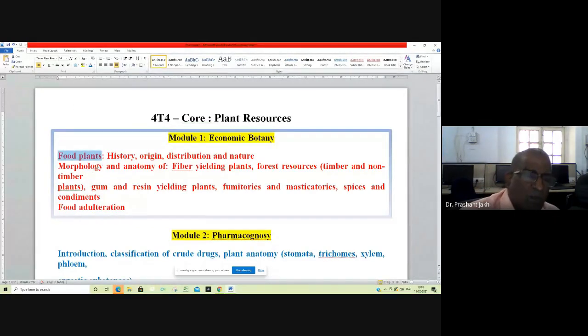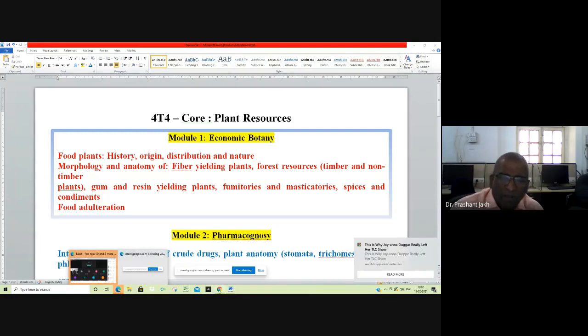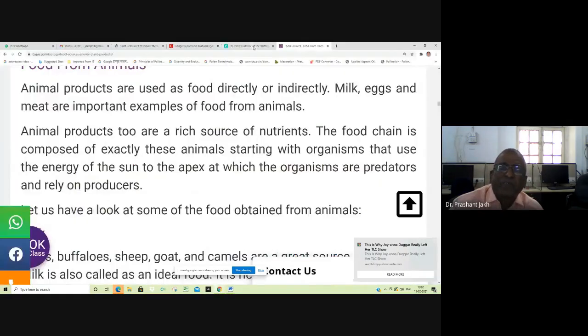So here we are going to study the history as well as origin, distribution and nature of different food plants. At this stage, no specific food plant has been mentioned, but we can at least have some food plants including rice, wheat, maize, jowar, bajra, potato, etc., which are largely used in the world for the purpose of food material.